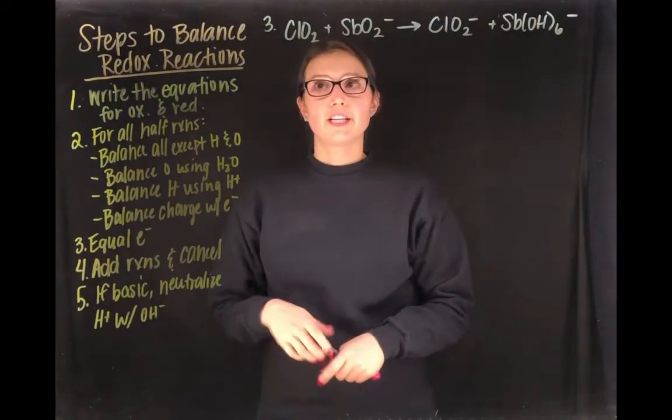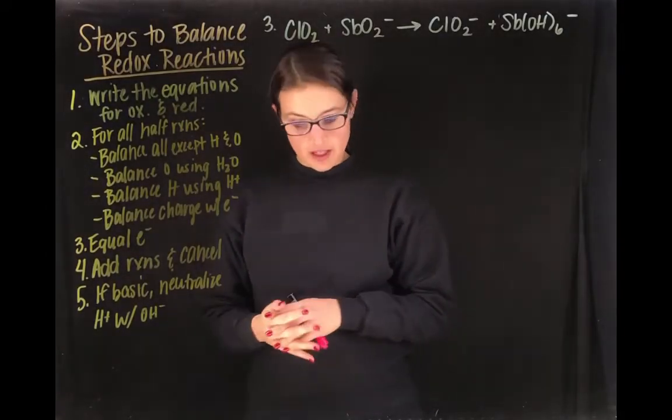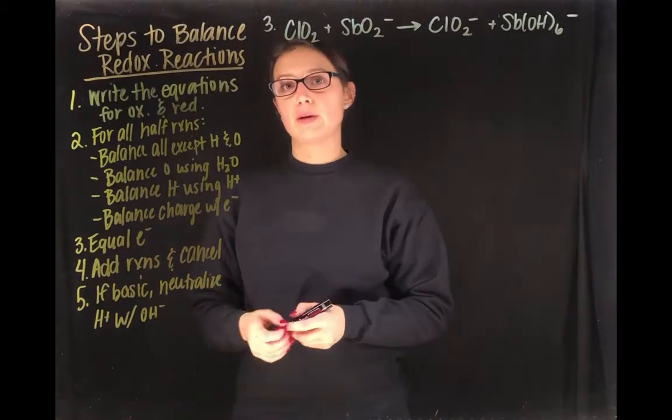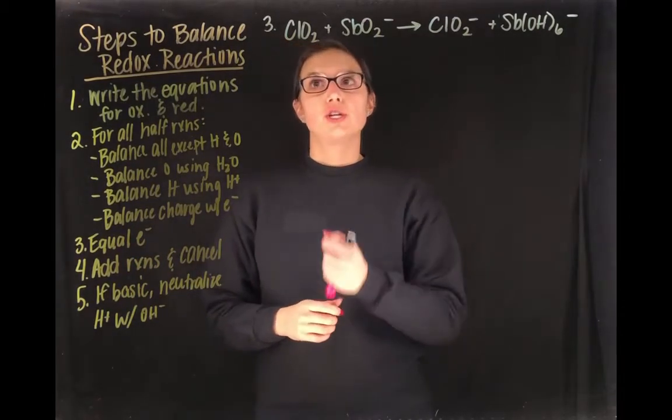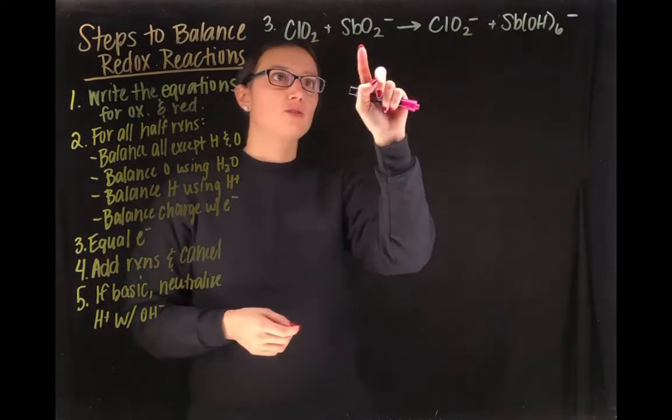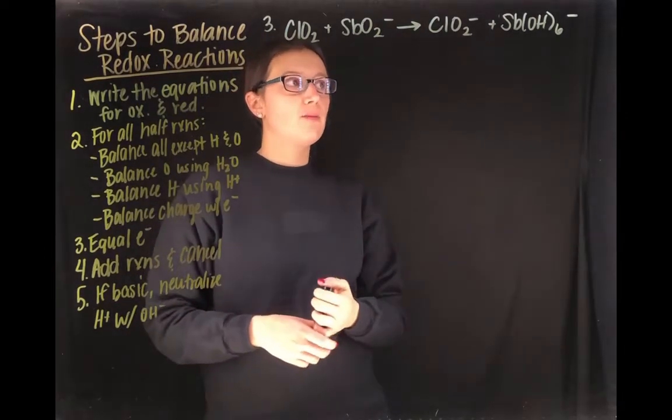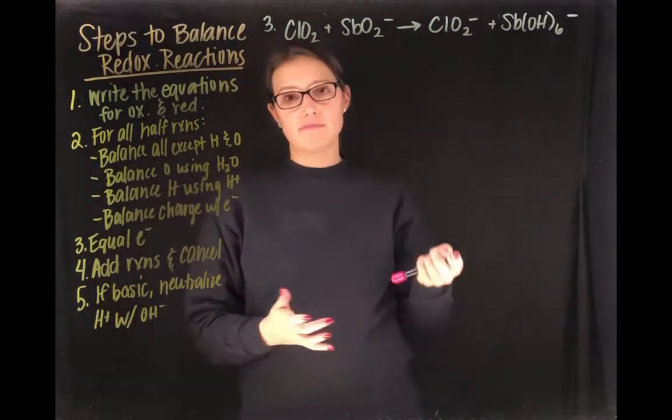In this video, we're going to look at the third and final example from the practice balancing redox equations practice sheet. In this example, we have ClO2 plus SbO2 minus yields ClO2 minus plus Sb(OH)6 minus.